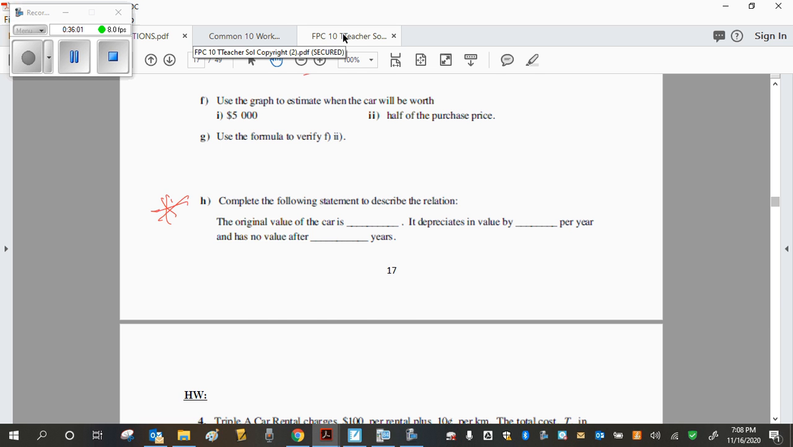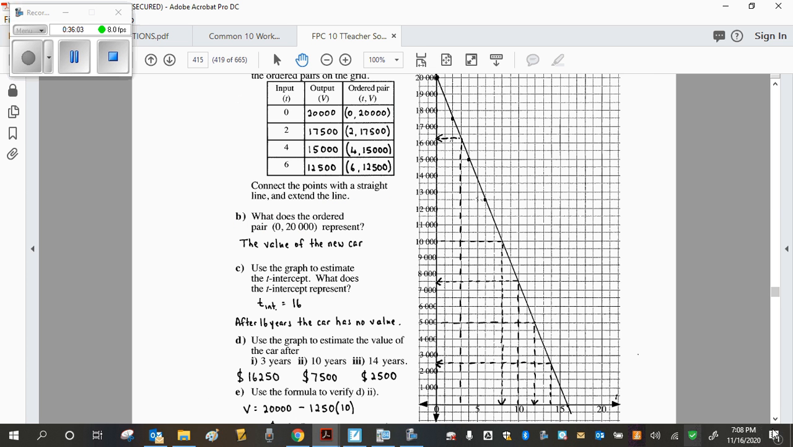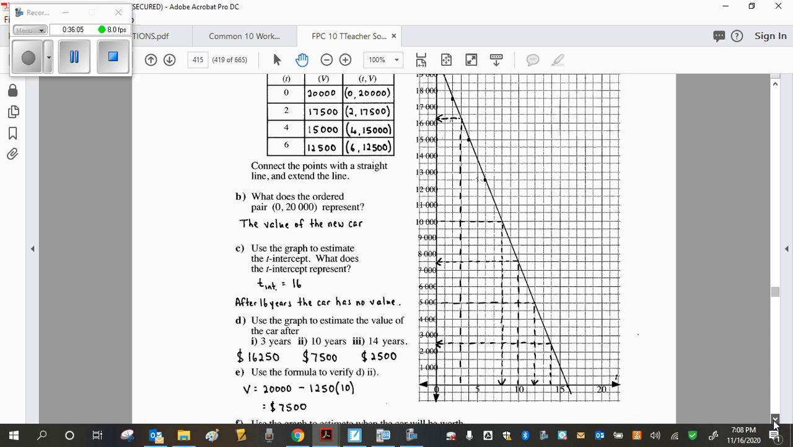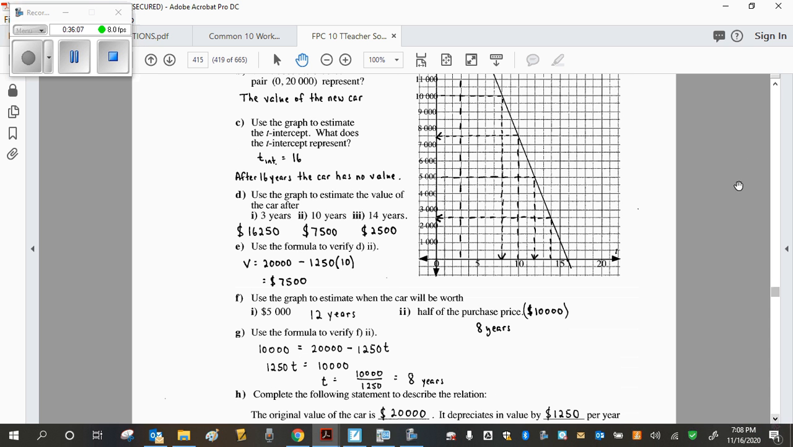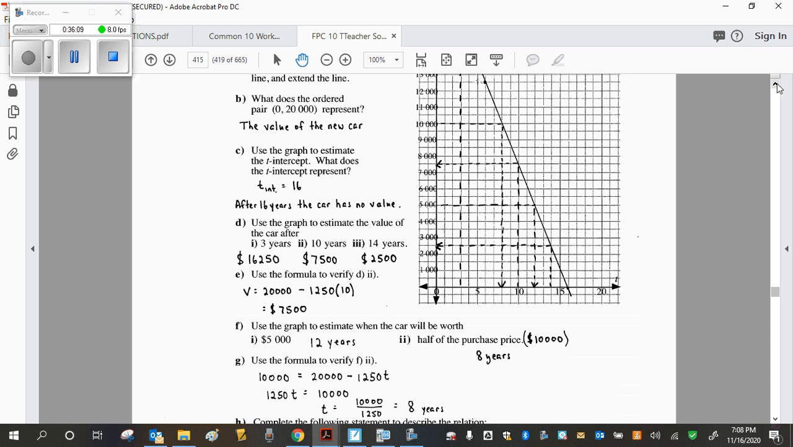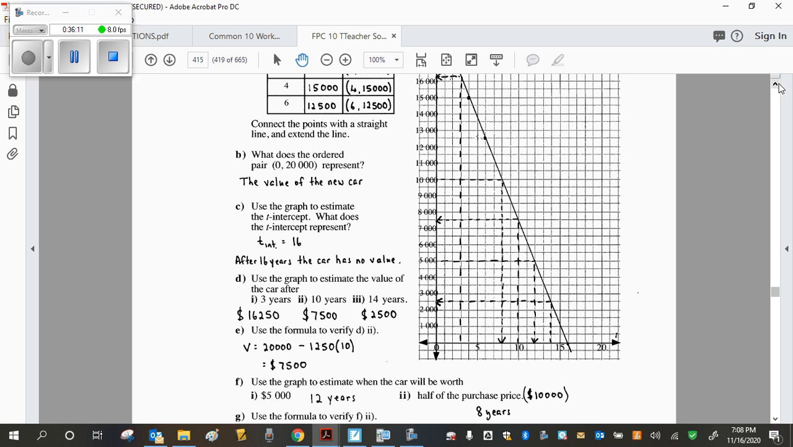Okay, I ripped you off a minute, but I think that's enough time. And F, I still want the graph to be here on F. So in 5,000, when's a car worth $5,000? You go to the $5,000, hit the graph. Let's go straight down. Looks like 12 years.